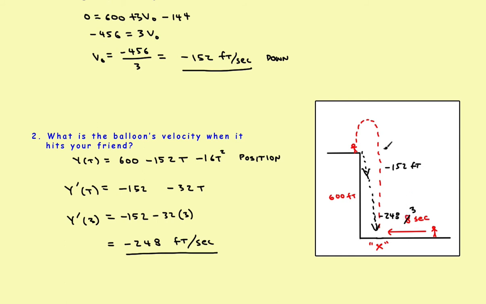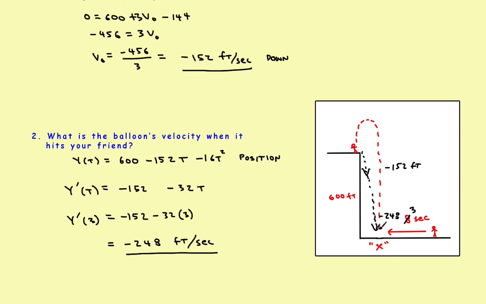So an interesting problem in that in the first thing, if you have lots of time, you actually have to throw the balloon up in order to make sure it stays airborne long enough to stay in the air for 8 full seconds. But if you only have 3 seconds to work with, if you just dropped it, it would take longer than 3 seconds to get there. Your friend would actually pass that point while the balloon is still in the air. So to ensure that it gets there in time, you actually have to throw it down at negative 152 feet per second to make sure it arrives at the same point.